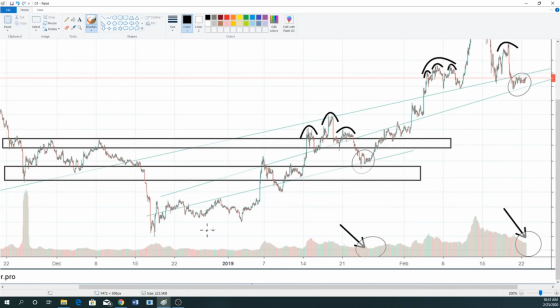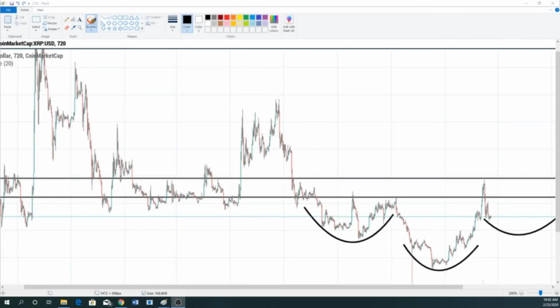When we were actually bottoming out, we got that. So in the short time fluctuations, we are getting a similar setup, a similar pattern. So that is kind of creating a strong movement.